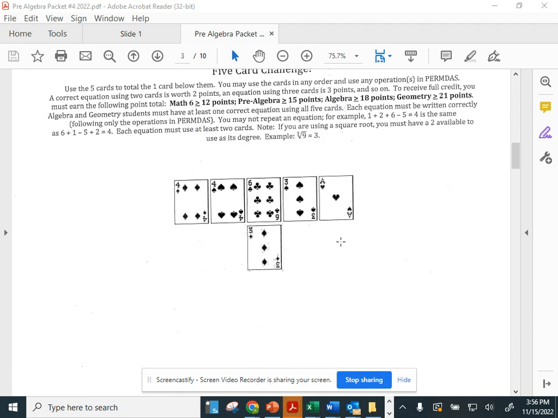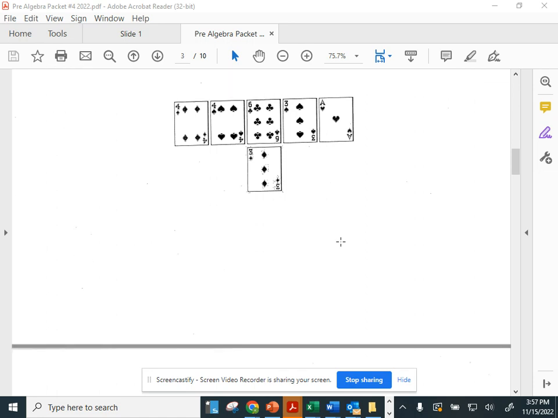Five-card challenge. Remember, we want to equal 3. So 3 is the number that all of our equations should equal. I've been seeing some very creative equations that people are putting. I'm very impressed with how we're doing that. Keep challenging yourself to try to find one that uses all 5 cards. We need to have 15 points, but I love seeing people challenging themselves to getting a lot more than 15.